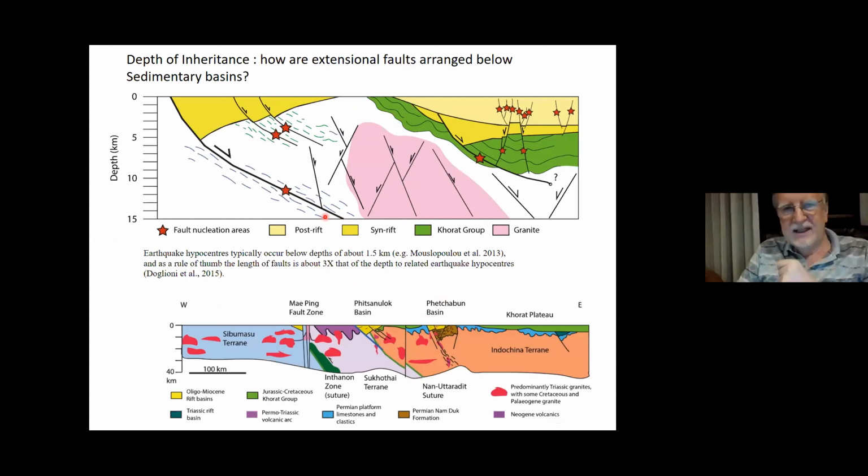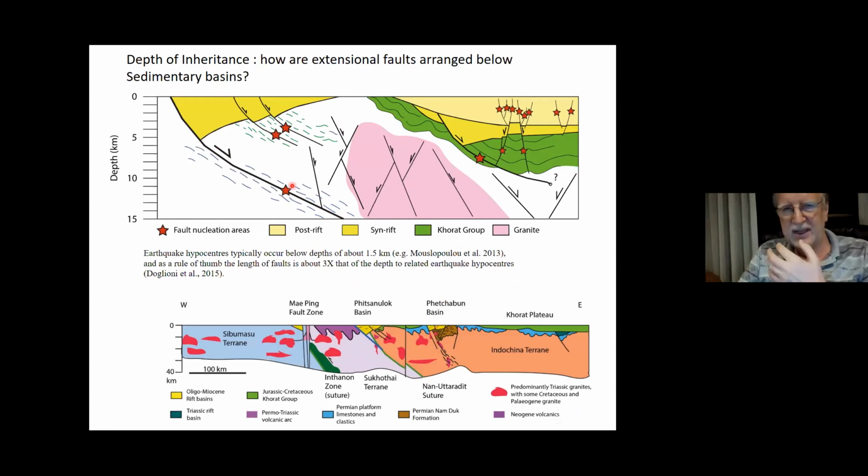So a summary diagram here. We've seen different types of fabrics, some related to sutures that would go through the entire crust, others that are related to much shallower fabrics underlying the rifts. And so we have different levels of nucleation in these fabrics.